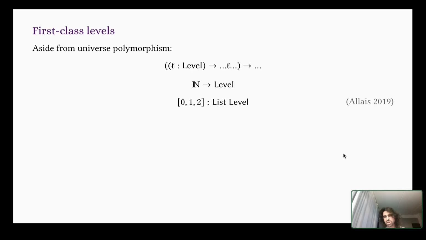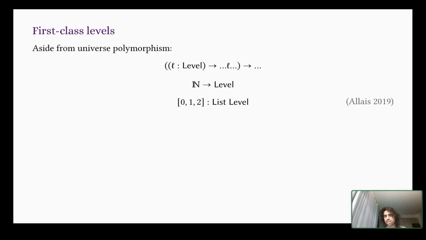There's a paper by Guillaume Allais that shows how to construct n-ary function types that take a heterogeneous list of types as the domain. Since the types live in different universes, you also take a list of levels as an input to that construction.